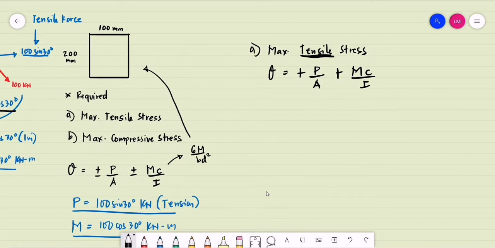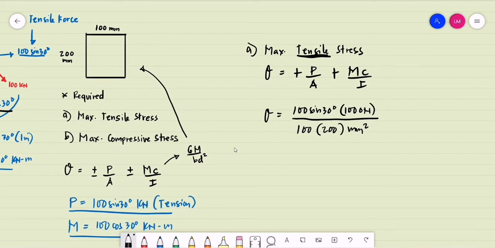So computing for the maximum tensile stress, we have sigma. What is our tensile force? That is 100 sine of 30 degrees. That is in kilonewtons, so let's say we are multiplying by 1,000 to be in newtons, divided by the cross-sectional area of the beam. That is 100 millimeters wide, 200 millimeters deep. That will give a unit of square millimeters.